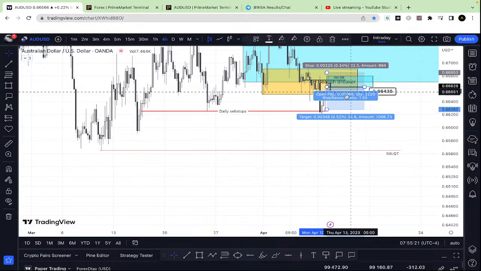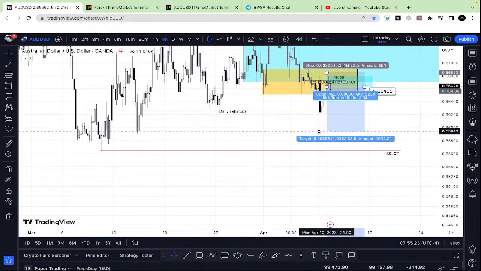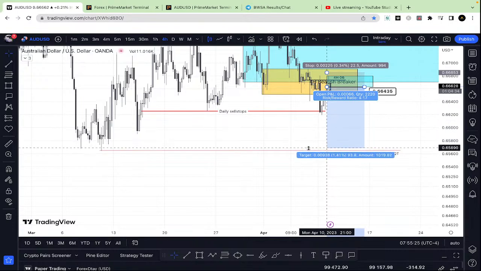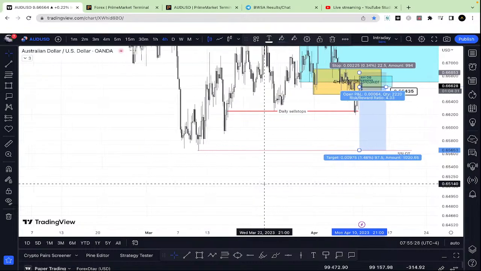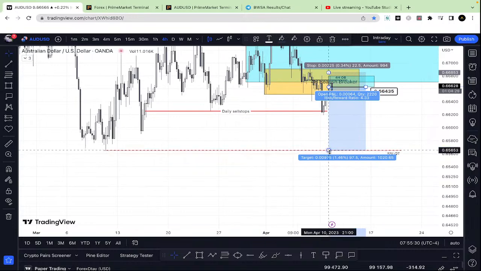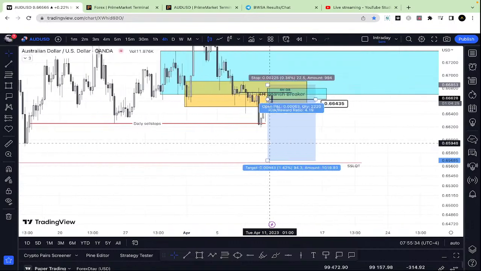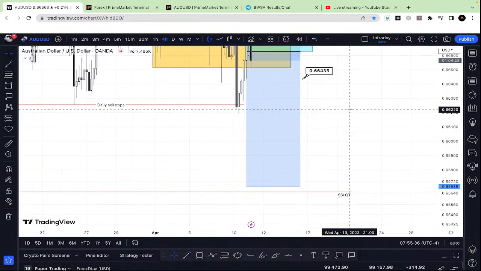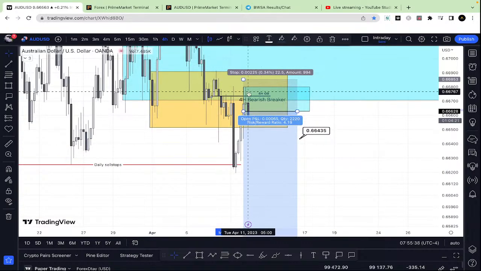So Australian dollar is obviously going to be doing better than US dollar. We can go for a 1 to 4 here and call it a day. So 1 to 4 here, shorter trade, that's fine. And we will count on that. So I'll call that sell limit.